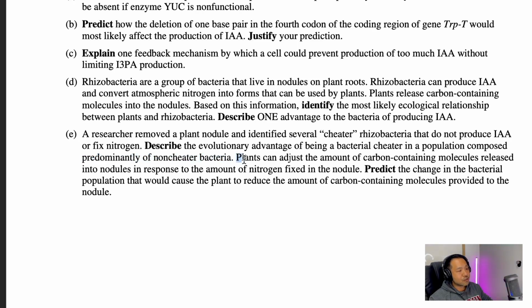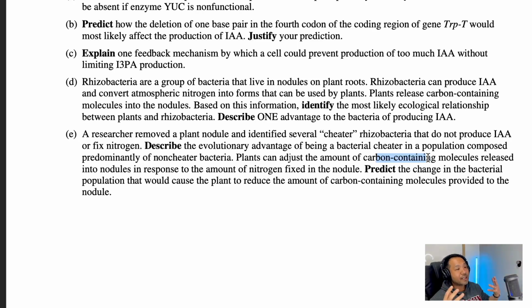If there are too many cheaters, let's say, because it says plants can adjust the amount of carbon-containing molecules released into nodules in response to the amount of nitrogen fixed in the nodule. This means that the plants are not dumb, right? They're not going to just sit there and be like, well, all of y'all are cheating, I'm just going to give you guys sugars without testing anything. No, they are going to ensure that they're getting their fair share, and that's going to regulate how much carbon is produced.